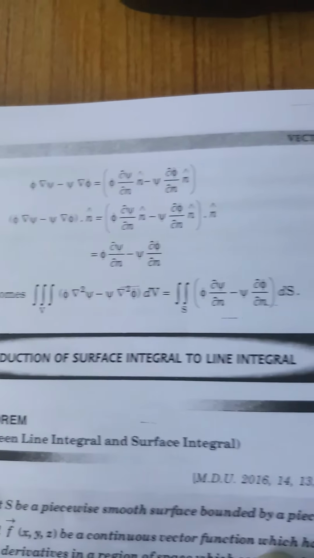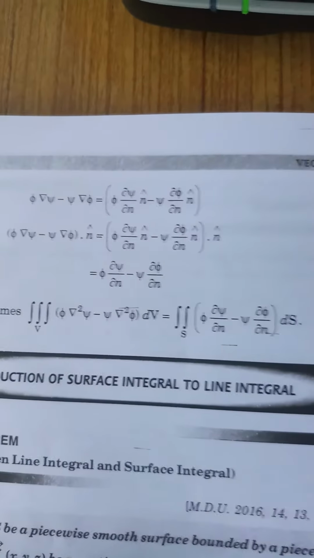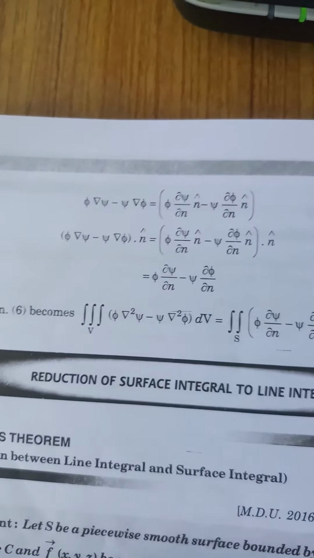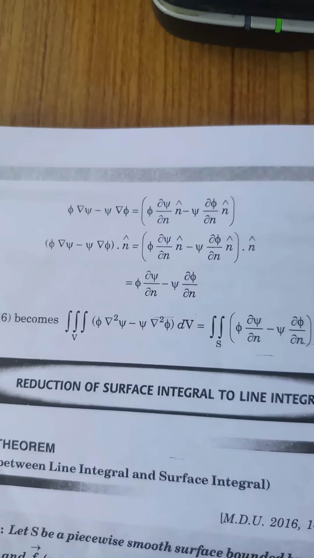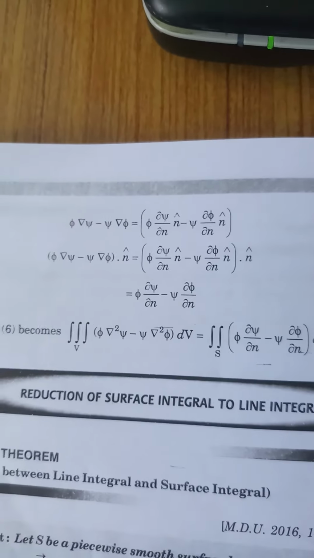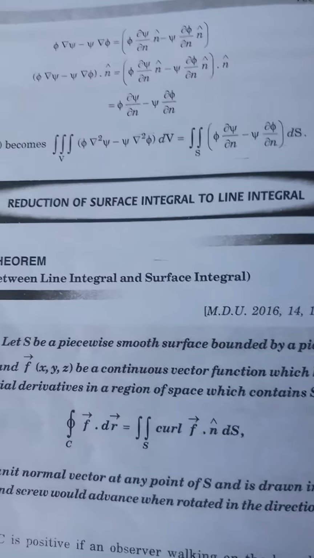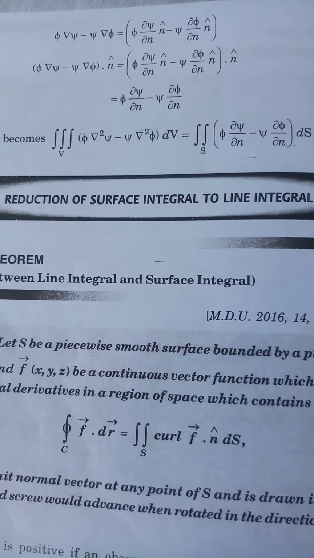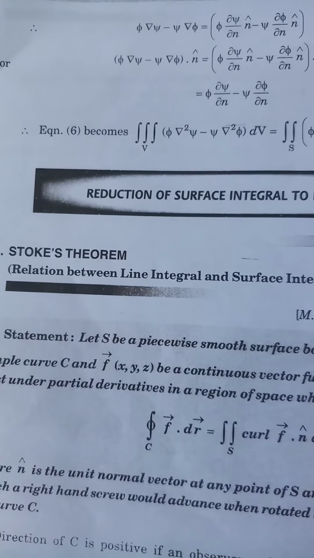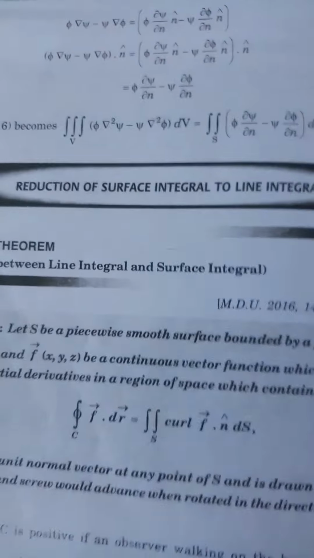Reduction of surface integral to line integral. With these two theorems, Green's theorem and Gauss divergence theorem, we can reduce the surface integral into volume integral or volume integral into surface integral. Now we do reduction of surface integral to line integral, and this theorem is Stokes theorem, the relation between line integral and surface integral.